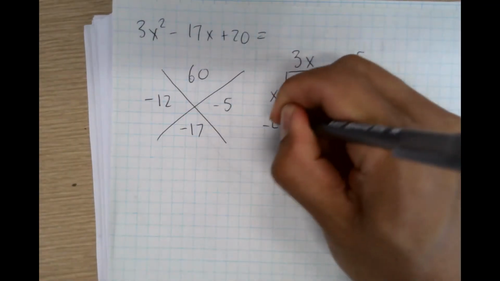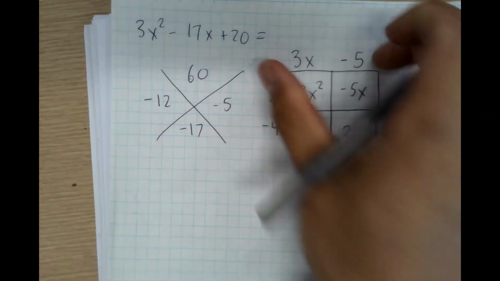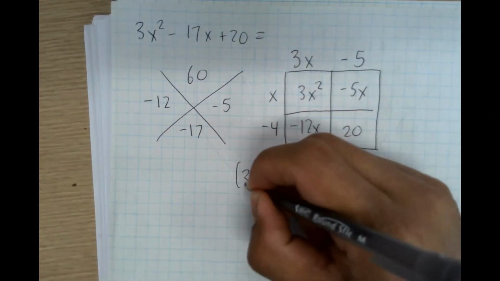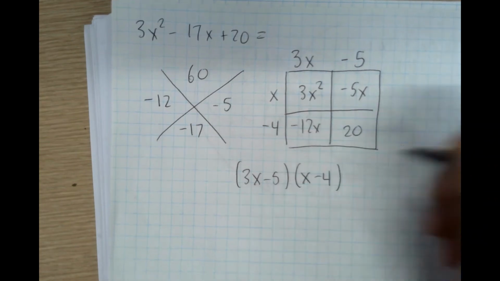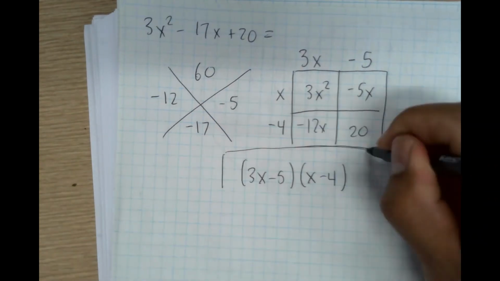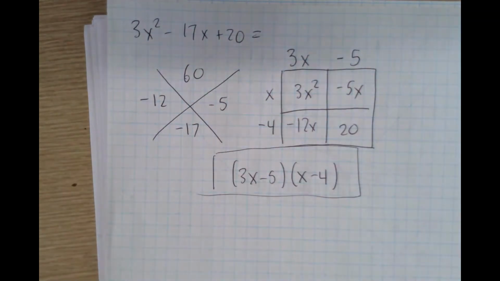And then using what we have here, we're going to combine these. So this is going to become 3x minus 5 times x minus 4. And that is our answer.